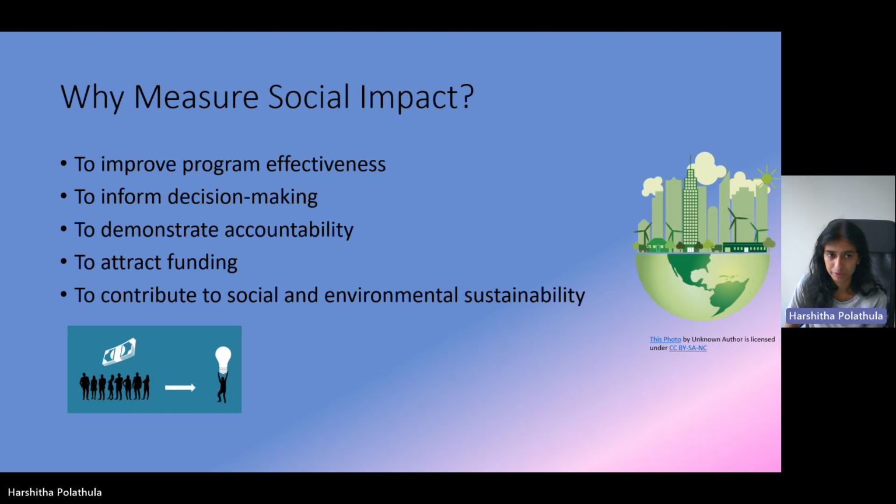Another big and very important reason why we measure social impact is to inform decision making, because social impact measurement can be used as a tool to provide evidence to inform decisions about where to allocate resources, and how to design programs and interventions. By measuring the social impact of different options, decision makers can choose the interventions that are most likely to be the most effective, and deliver the greatest benefits to a community through the social enterprise or community enterprise.